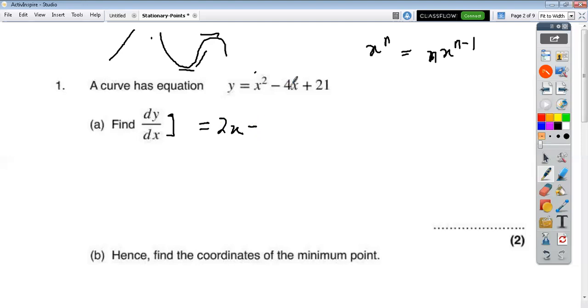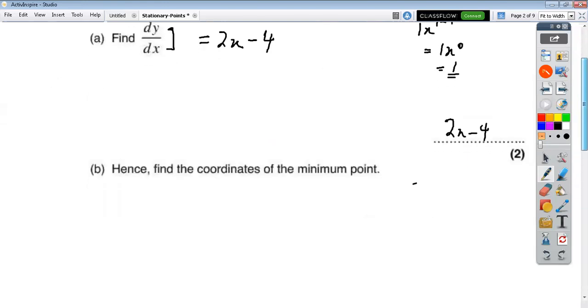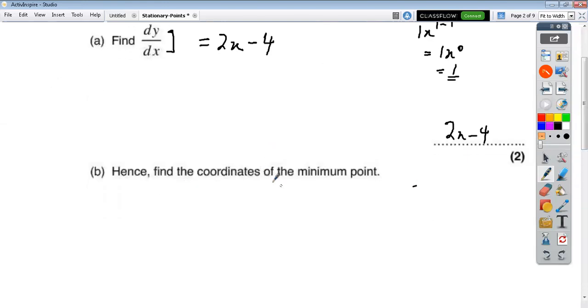Minus, we said on Monday, differentiation of x. X means x to the power of 1. If you multiply that, it's 1x to the power of 1 minus 1. So it's 1x to the power of 0, which is 1. Anything raised to the power of 0 is always 1. So it's minus 4 there. Then differentiation of a constant, by now you should know this is simply 0. So that's your answer there: 2x minus 4.